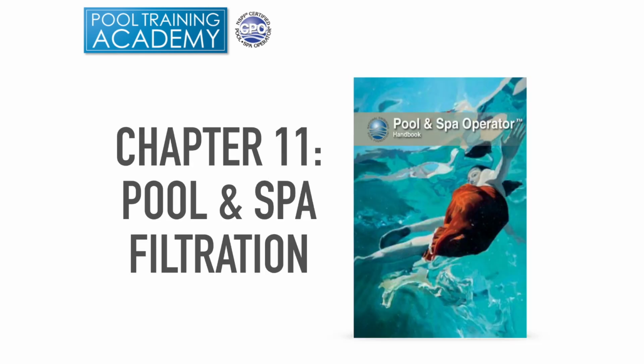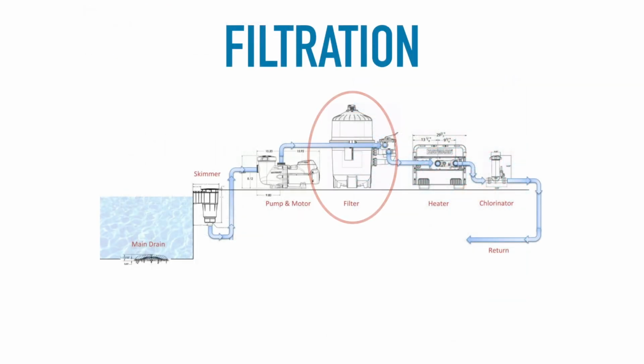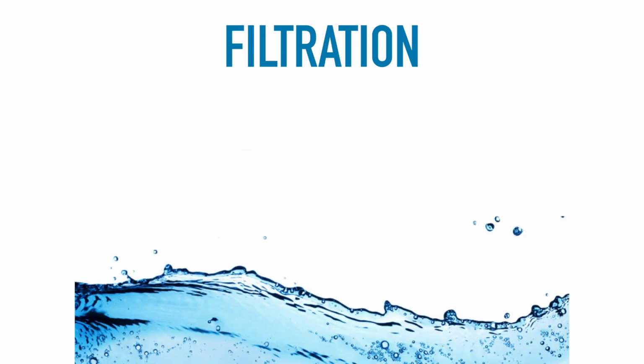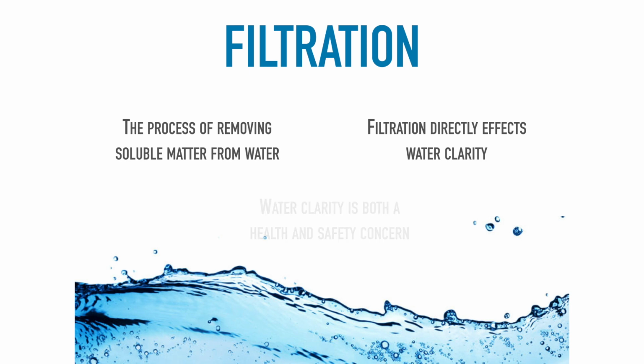Chapter 11, Pool and Spa Filtration. Chapter 11. Go ahead and turn over to Chapter 11 inside of your books. Now, as we can see on our sequence, we are running through filtration right now. Now, with filtration, it is the process of removing soluble matter from the water, so getting all the gross stuff out of our water so it stays as clean and healthy as possible. This filtration directly is going to affect the clarity of the water. It's going to be removing those particles that cause any sort of clouding, any sort of issues inside of our water. So really, filtration is both a health and safety concern as well as an aesthetic concern as well.